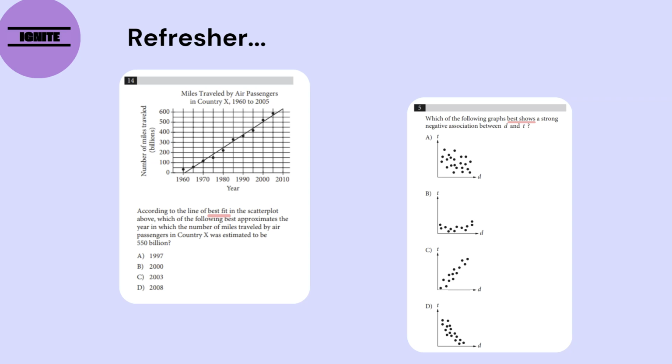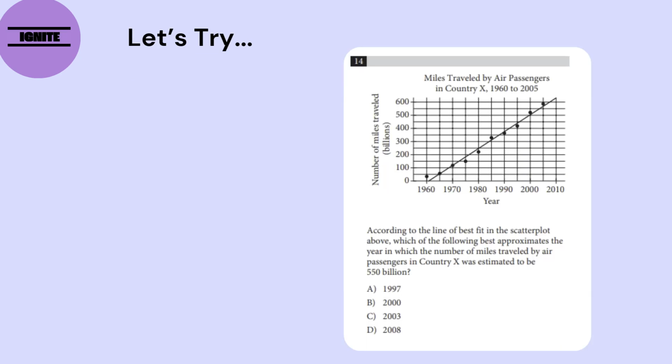Now, as you can see, these are two examples of questions, but they can take any number of forms. You might have to determine a best fit line for a specific graph as well. Now, let's try answering one of these questions. Let's look at question 14. According to the line of best fit in the scatter plot above, which of the following best approximates the year in which the number of miles traveled by the air passengers in country X was estimated to be $550 billion?